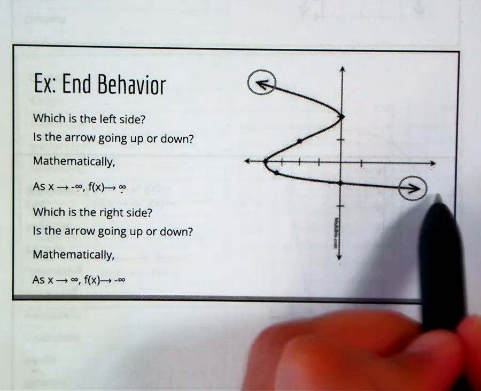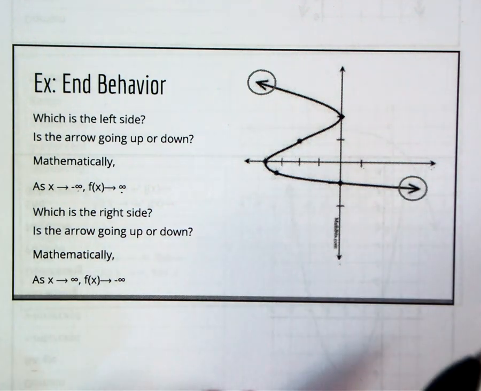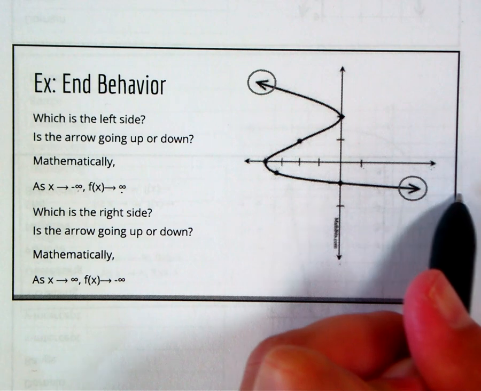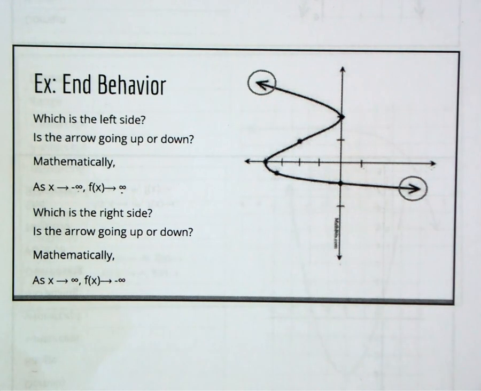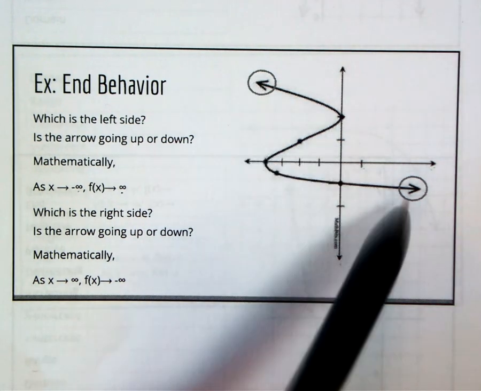And then on the other side, the right side, as x approaches positive infinity, this arrow is going a little bit down at a time, and so my end behavior would be as it approaches negative infinity. So if I said it really simply, I would say up, down.